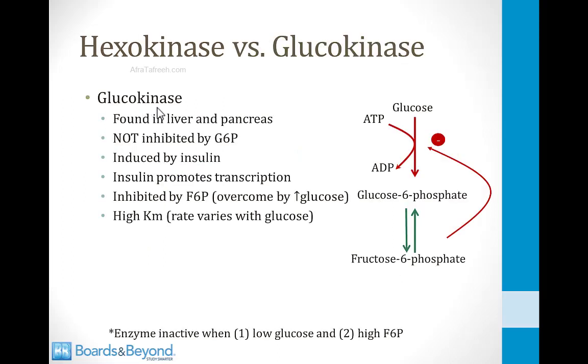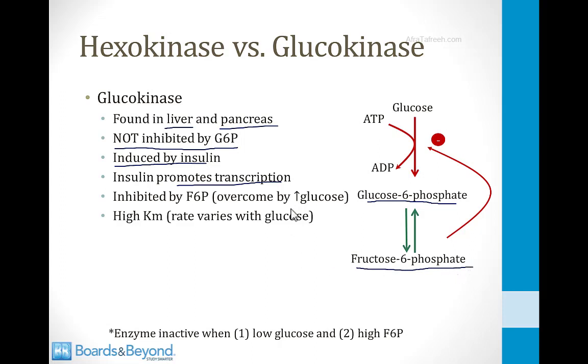Now let's talk about glucokinase. Glucokinase is found in the liver and also in the pancreas, and it has a couple of important differences from hexokinase. First of all, it is not inhibited by glucose 6-phosphate, and it is induced by insulin. In fact, insulin can promote transcription of this enzyme at a genetic level. Now, even though it isn't inhibited by glucose 6-phosphate like hexokinase, it can be inhibited by fructose 6-phosphate, which is the next molecule down the line in glycolysis.